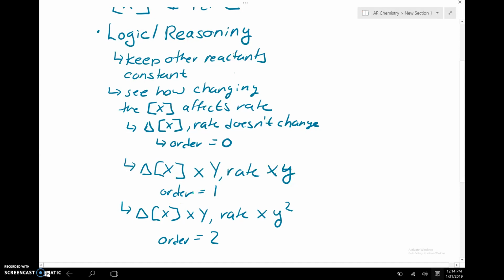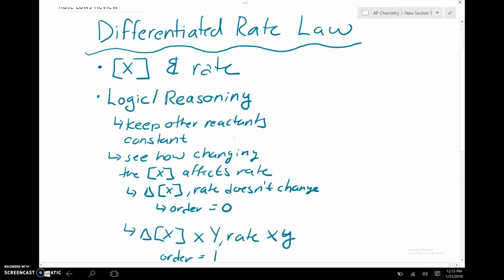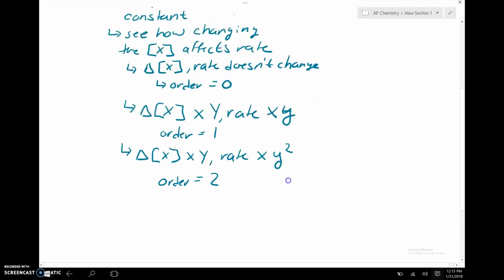Okay, so we're going to use some kind of logic or reasoning. And so, again, we need to make sure that when we do this, we are keeping the other reactants the same. So if there were some other reactants, Z, I would want to make sure that Z was being held constant. Okay, so again, differentiated rate law, they have to give us initial concentration and initial rate. We're going to use logic or reasoning to determine the order.